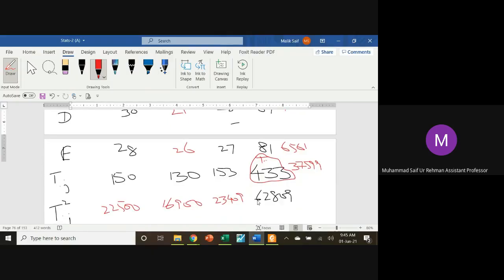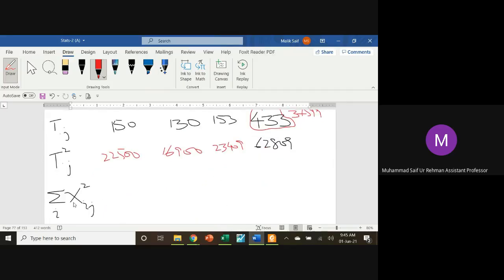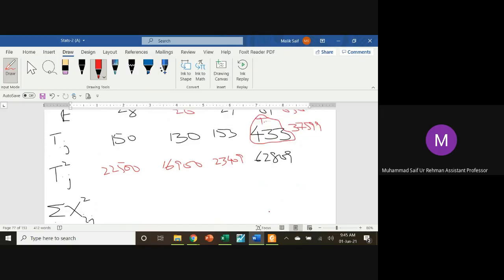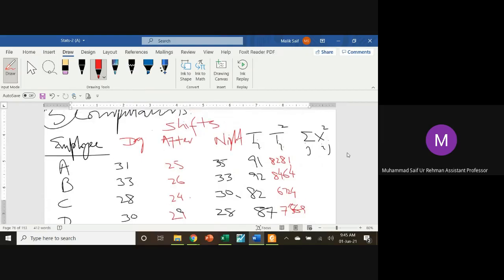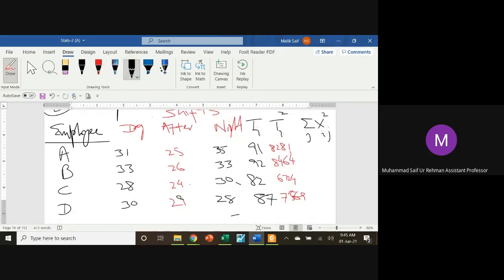That will be required when we will use the formula. And now what are these values? Summation xij square and these values summation Tij square. So for these values you have to write down the values in the braces. Let me write it down. 31 square. What is that value? 961. Write down in the braces. Next value for this is 33 square, 1089.